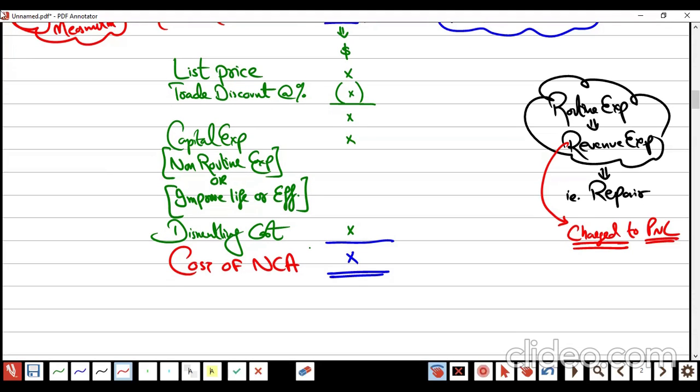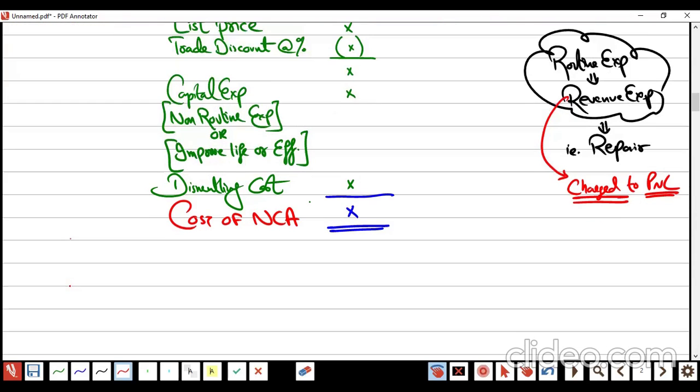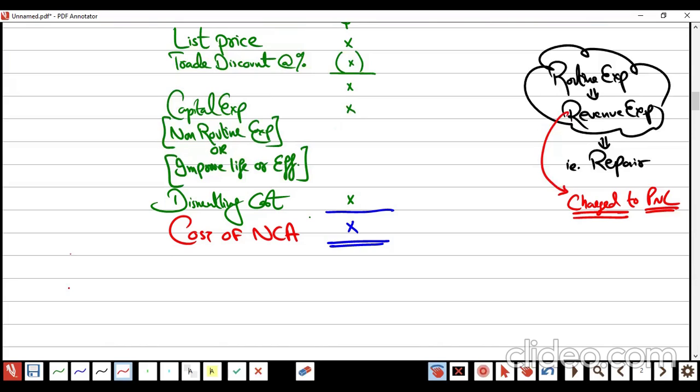Moving a bit forward. Now I will tell you a story. In this story, I will incur lots and lots of expenses, and you will tell me whether each expense is a revenue expense or a capital expense. You will select, okay?